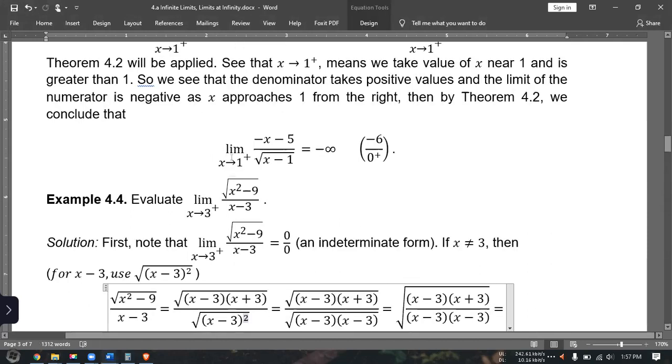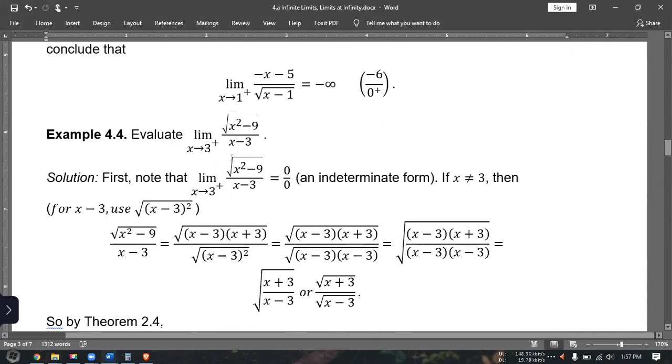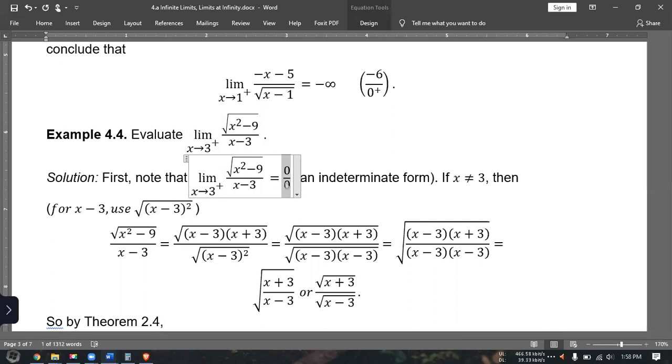Wala. Okay. Example number 4. Evaluate the limit of square root of x squared minus 9 over x minus 3 as x approaches 3 from the right side. So, first note that by direct substitution, we can obtain a 0 over 0. Now, if we recall what we had during the previous module, the limits of functions, this is actually an indeterminate form.